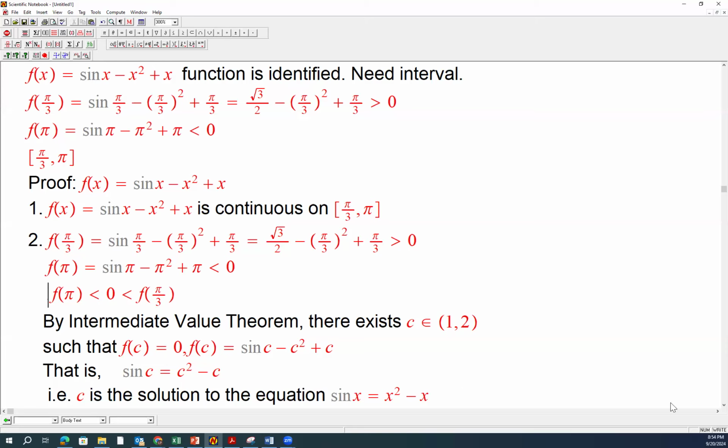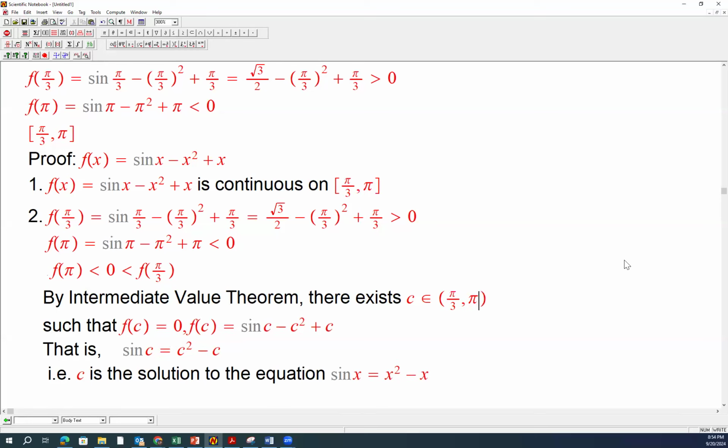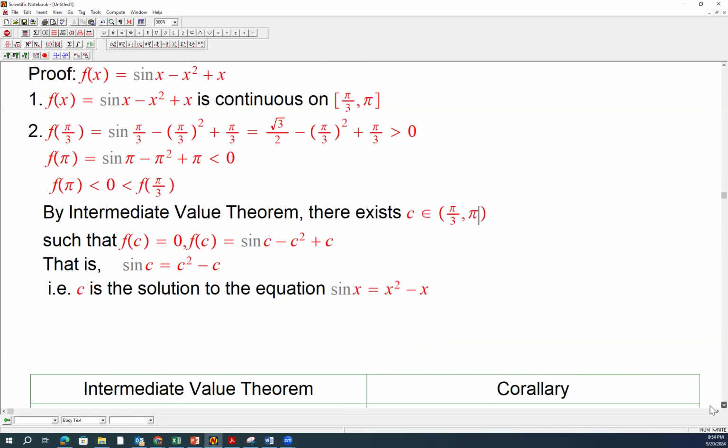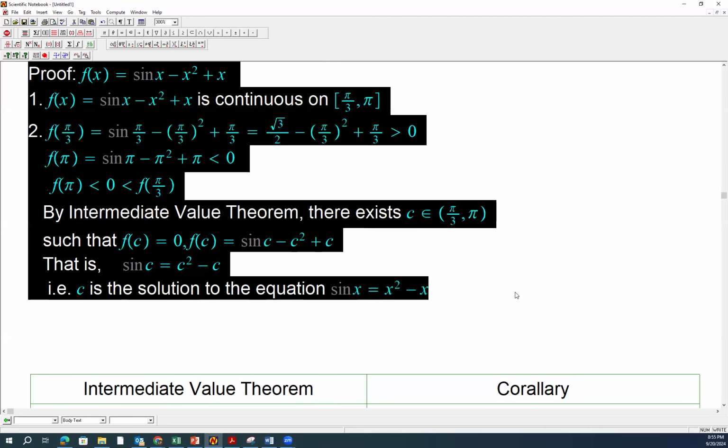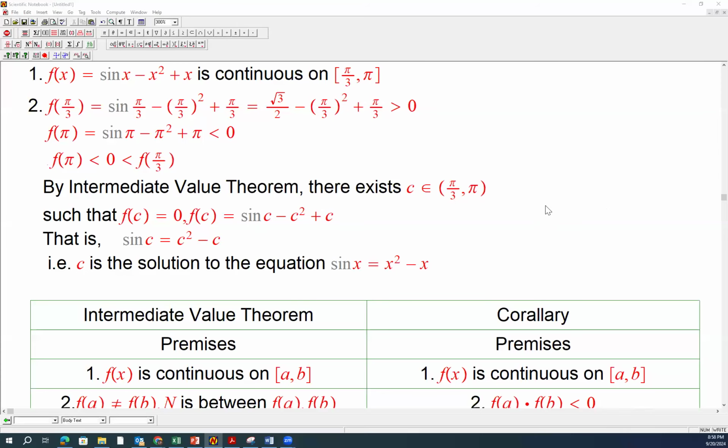So by intermediate value theorem, there exists a C inside this open interval, such that f of C equals 0. You plug in, and boom, it's done, right? All that work you need to present is just this piece. All right.